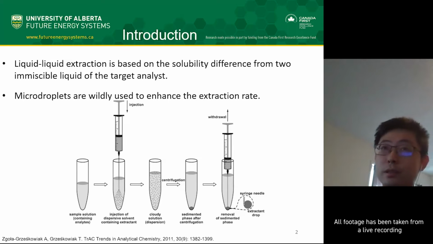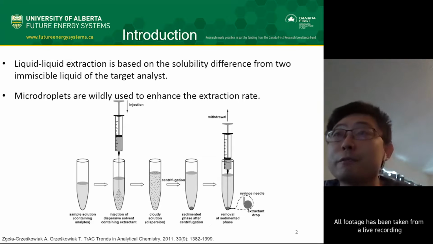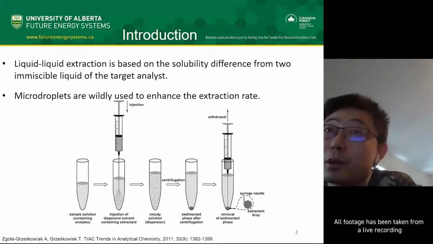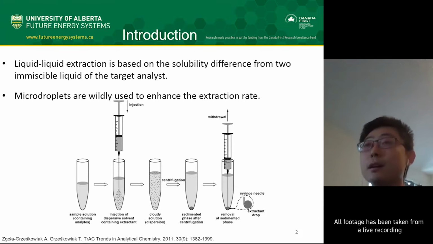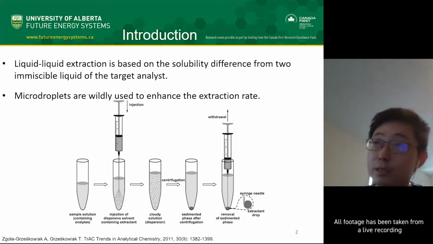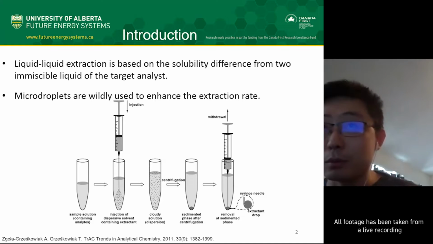Liquid-liquid extraction is widely used in the chemical detection and sensing field, and the principle is based on the solubility difference of the target analyte in two immiscible liquids. For example, some chemicals are insoluble in water but soluble in some oils. So we can use those oils to extract the chemicals from the water because the oil has higher solubility.